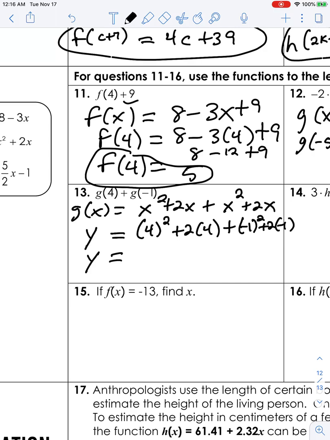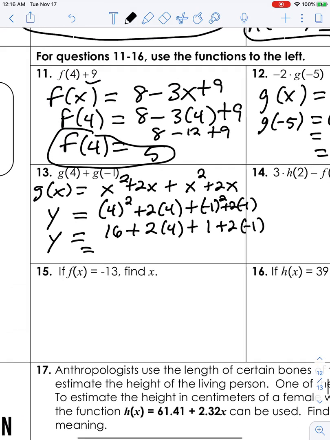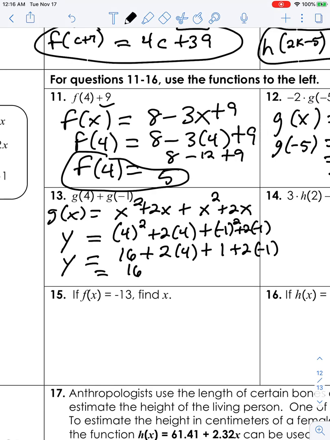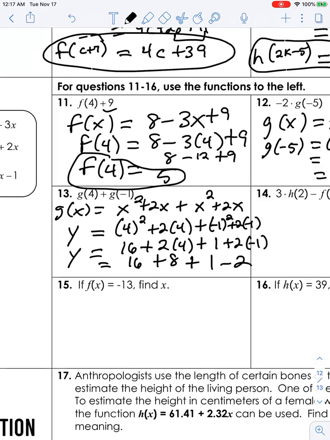So, on the right side, exponents first. So 4 squared is 16. -1 in parentheses squared is 1. Multiplication comes next. So you've got, oh, that one went way up there. Okay, so we've got 2 times 4 is 8. And then 2 times -1 is -2.